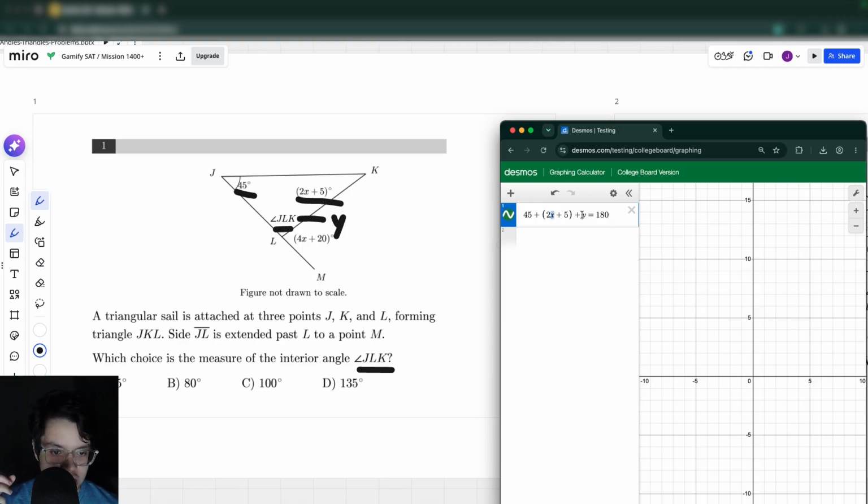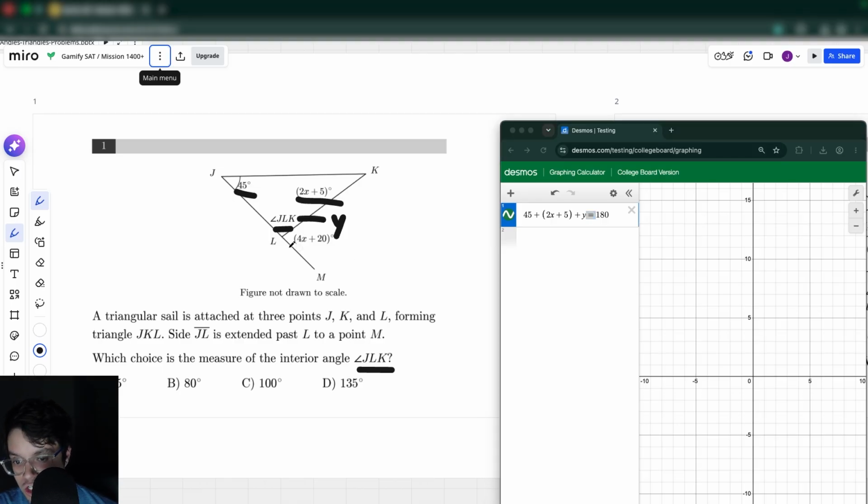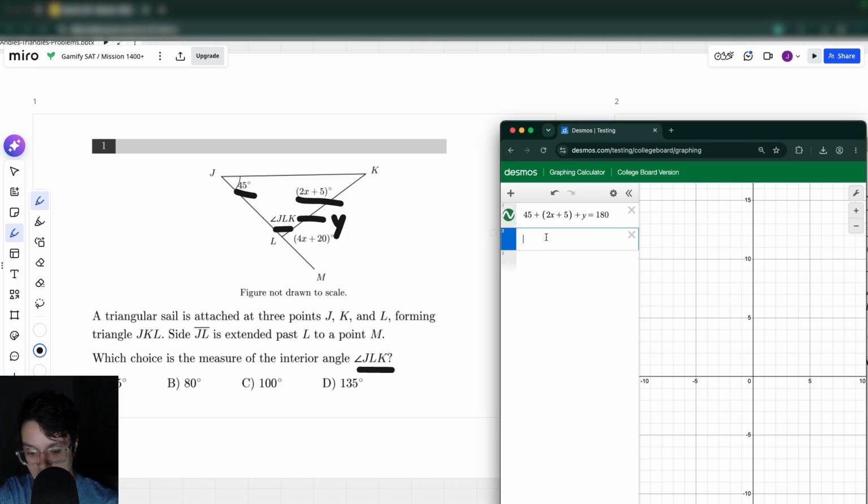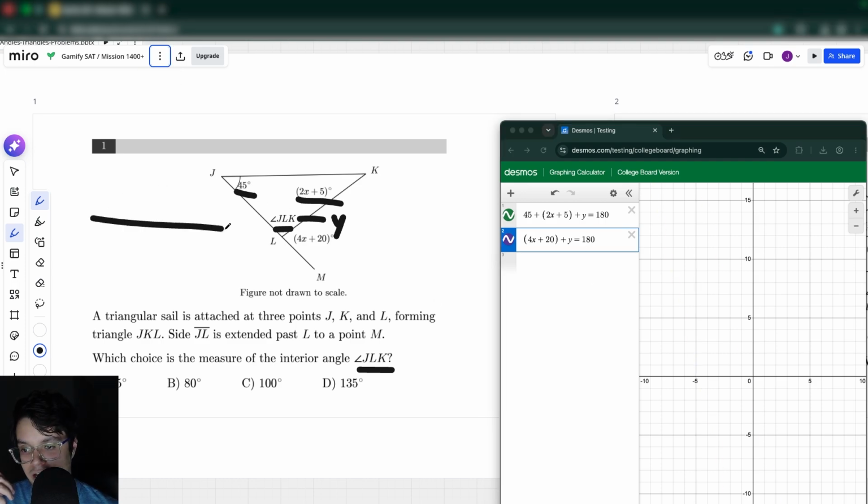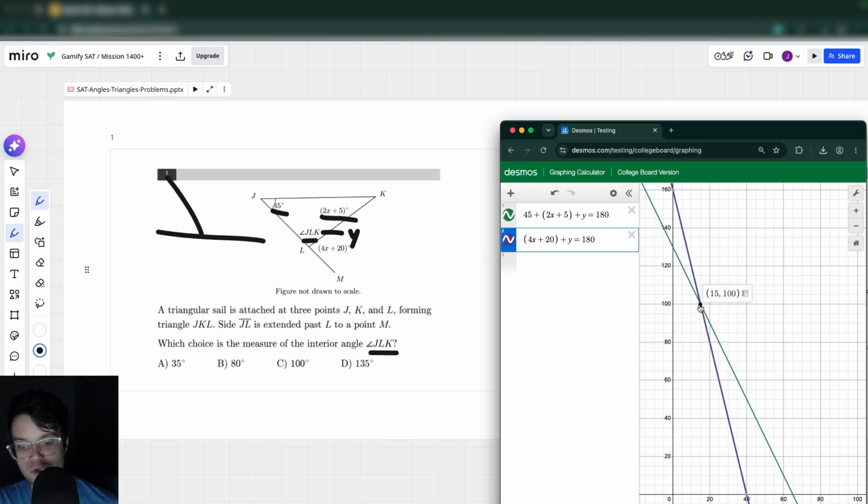We have here two variables, but only one equation, so we need another equation somehow, or else we cannot solve the problem. So an easy one we can do, we see this straight line over here, so therefore 4x plus 20 plus y, which is what JLK must be, would just equal 180 degrees as well. This is the other rule with the straight line and then the angle coming off of it. Unbelievable stuff we have here, that the thing must be 100 degrees, which yes is the right answer.